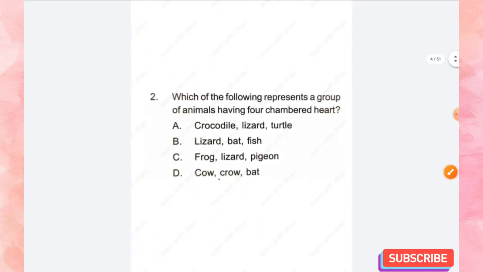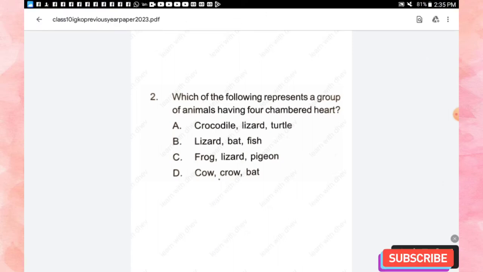Question number 2. Which of the following represents a group of animals having a four chambered heart? Option A, crocodile, lizard, turtle. Option B, lizard, bat, fish. Option C, frog, lizard, pigeon. Then option D is cow, crow, bat. The right answer is option D, cow, crow, bat.